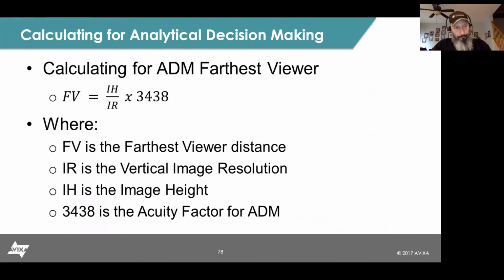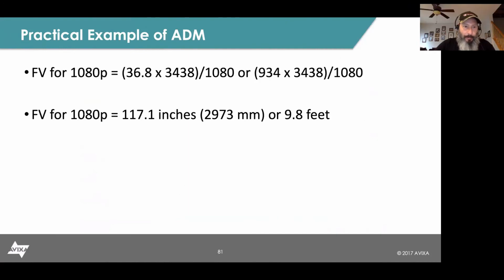To find the furthest viewer, I take the image height divided by the image resolution, multiplied by 3438. So image height, say 60, divided by my resolution. Let me do this real quick. 60 divided by, say, 1080 equals 0.055555556. That times 3438 equals 191 inches. So I would be able to see 191 inches back on a 60-inch tall screen. Okay, so some more practice problems here.